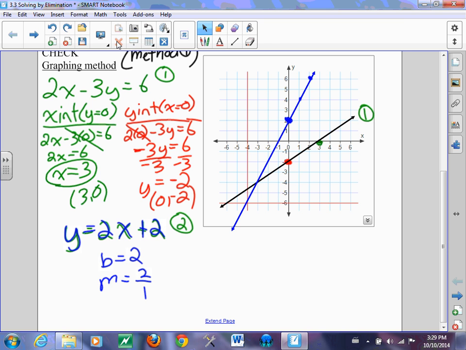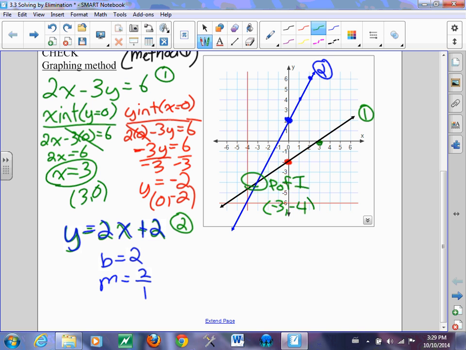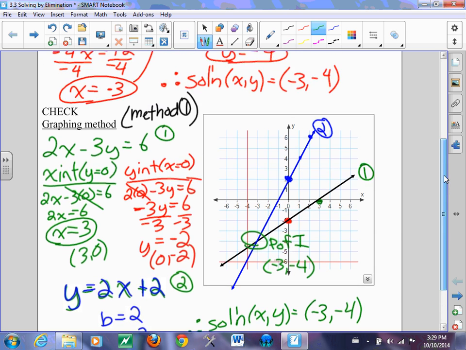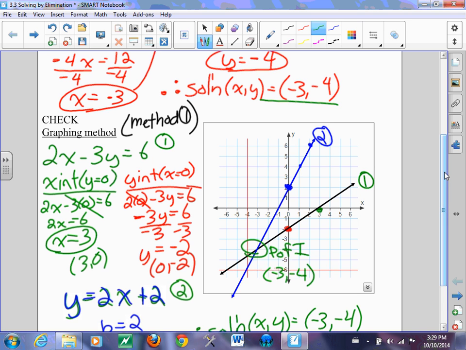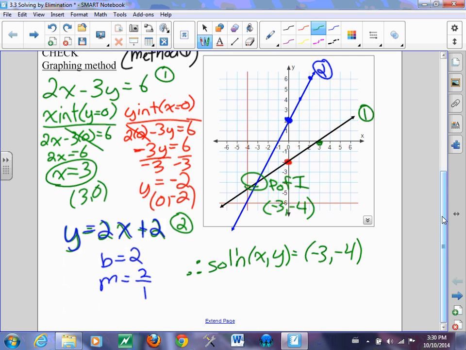So we've graphed both. I got to remember to label this equation too, so I know I've got both of them, which one's which. Then on your graph, folks, you look at your point of intersection, and you write P of I, and I have -3, -4. Therefore, solution xy equals -3, -4. Double check, is that consistent with what we already have? Absolutely. So that proves that it is correct, because they both are the same.